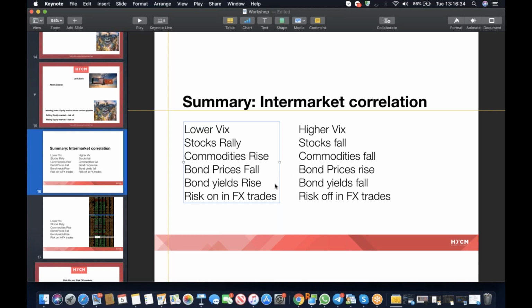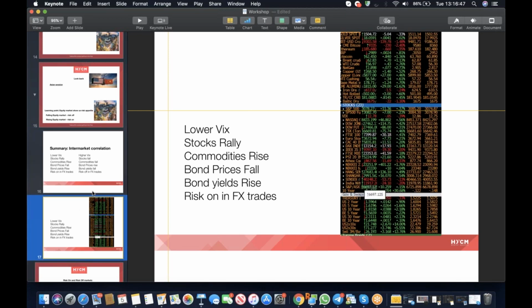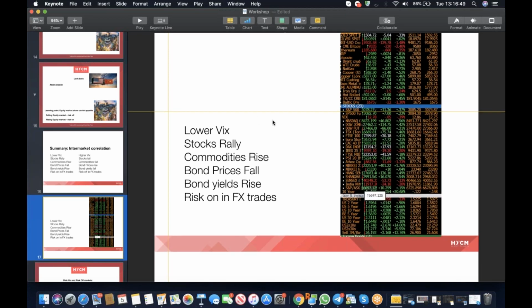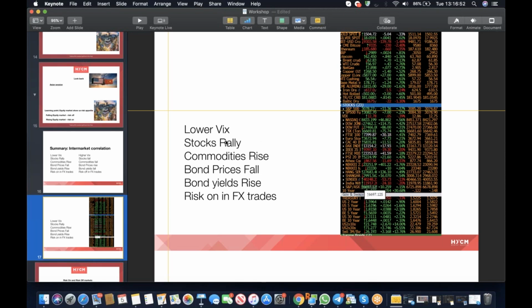Similarly, the opposite is true for risk off. So if you take a screenshot of this, then you'll be better. You can take a screenshot of these two, and you can see how it goes. Okay, so for instance, just to show you how that works.